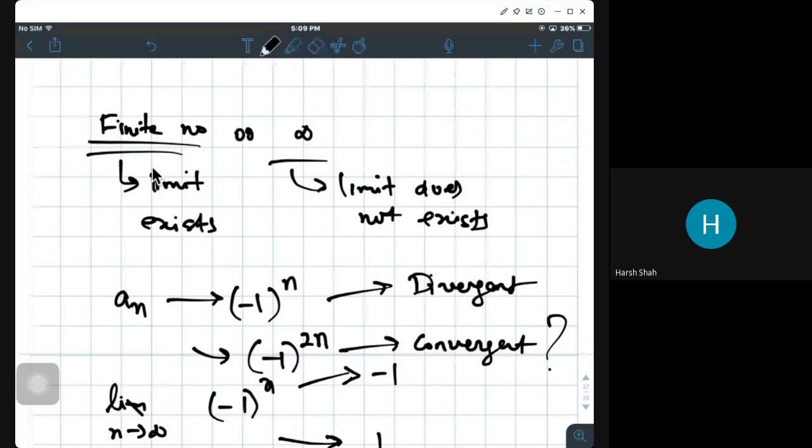How many of you agree with the statement that I made? The original was divergent, but if I filter out all the terms which have even power, the thing becomes convergent. Okay, come on, anyone. If you do not agree, you tell me why you don't agree. If you agree, you tell me why you agree.